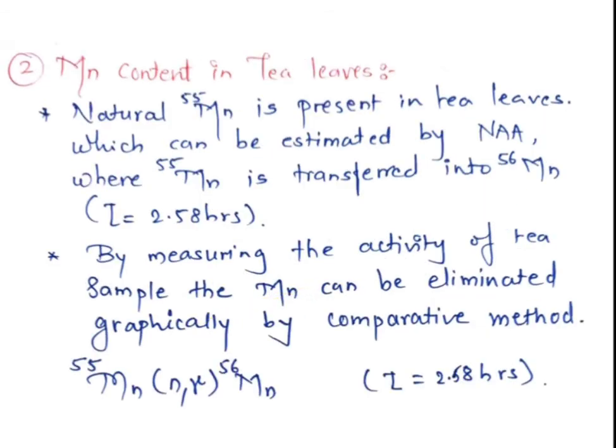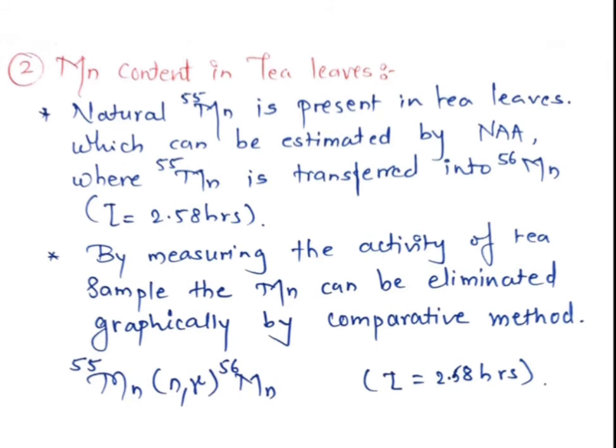Then we see the second application, the manganese content of tea leaves. The Mn content in the tea leaves will be found by using NAA. The monoisotope Mn-55 is present in the tea leaves. We have to form the radioisotope, so we convert it into Mn-56 by bombarding with neutrons. There is an (n,gamma) reaction by which the Mn-55 gets converted into Mn-56.